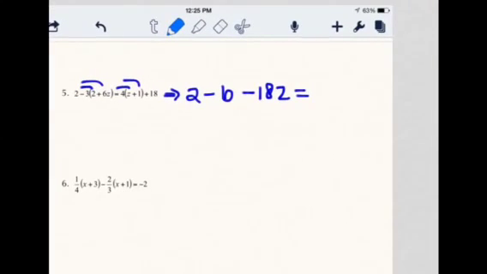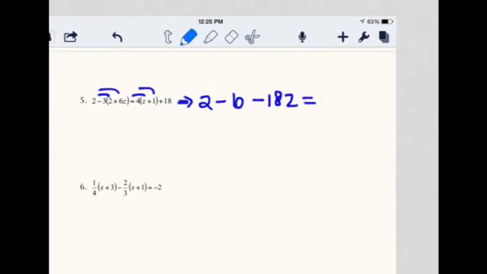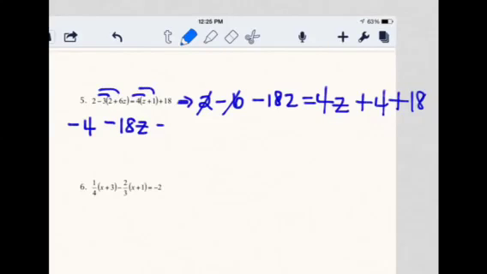On the right hand side, the 4 goes through, you get 4z plus 4 plus 18. Now combining your like terms, 2 minus 6 is -4, minus 18z on the left equals on the right 4z plus 22.